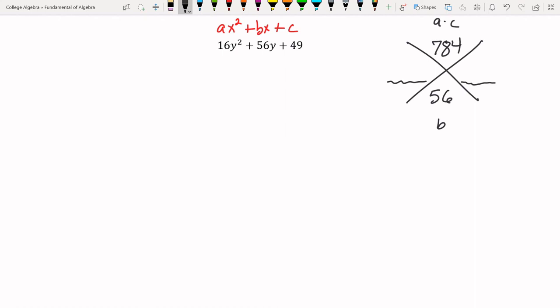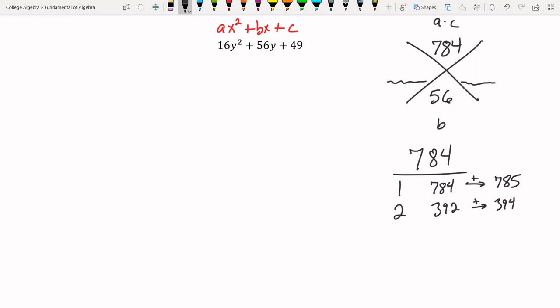So these numbers are quite large. You can write out the table that I showed before, right? 1 times 784. If you add it going across, gives us 785. 2 times, let's see, 2 times 392. Add going across gives us 394. Now we're getting closer to 56, but it's still quite a ways off. So it might help to jump down a bit.